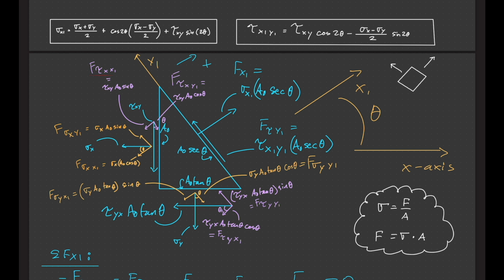So we have a lot of stress tensors going on. Stress is not a vector, by the way, it is actually a tensor. And basically, this side of the triangle, its area projection, is going to be A naught secant theta. This bottom side is going to be A naught tangent theta, and this left side is going to be just A naught.